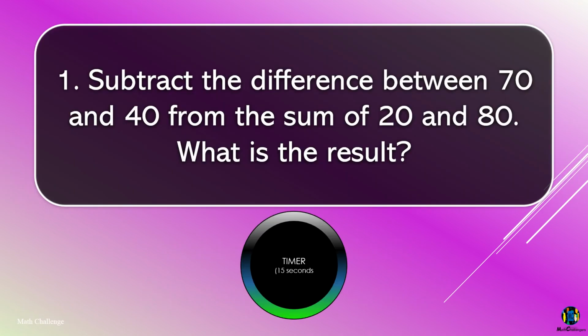1. Subtract the difference between 70 and 40, from the sum of 20 and 80. What is the result?